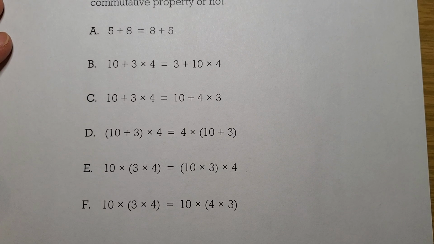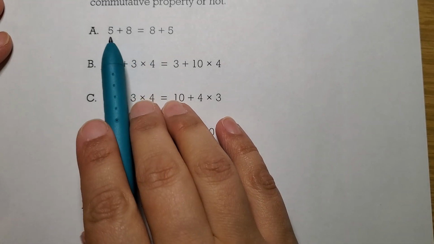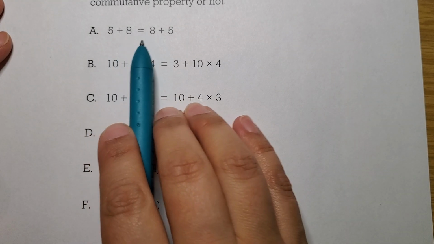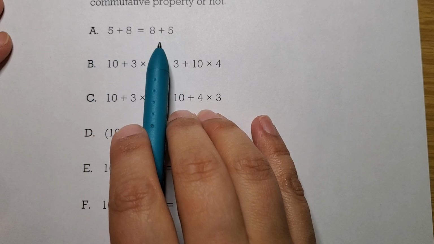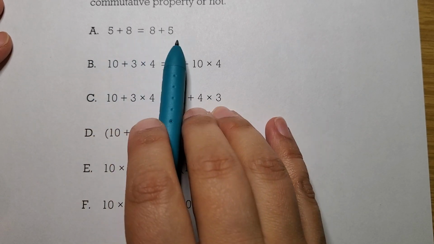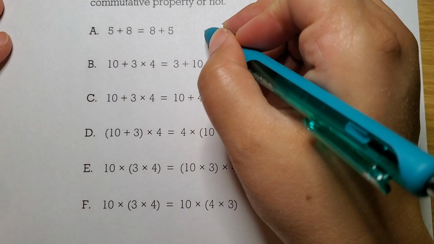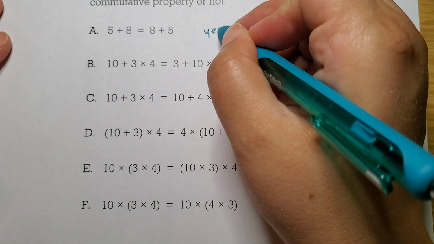If the order of the numbers is different and it's addition or subtraction, then it's going to demonstrate the commutative property. So here, for example, we have 5 plus 8, and then we have 8 plus 5. So we're adding, and the 5 and 8 have switched orders. So this one does show the commutative property.